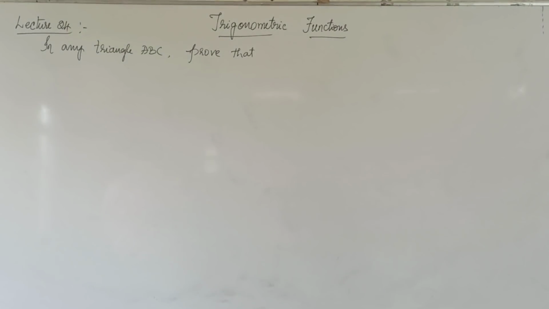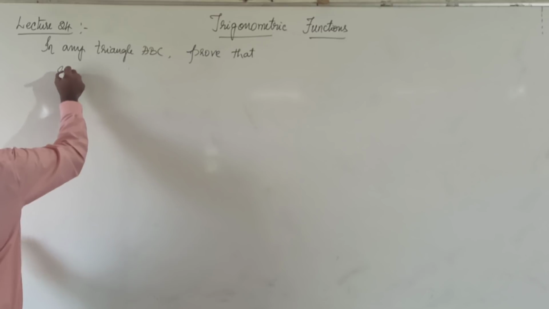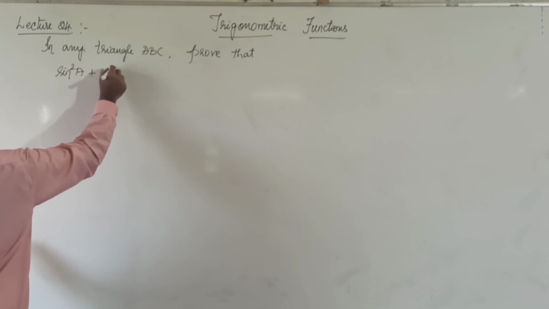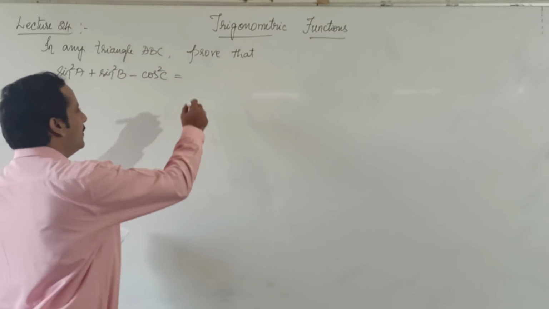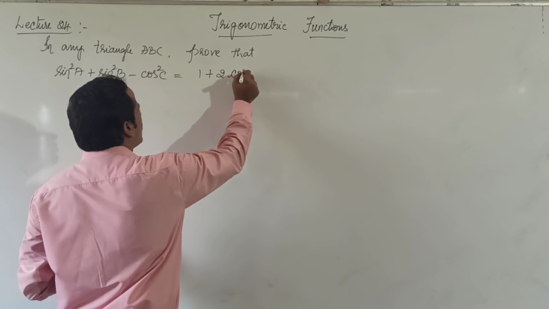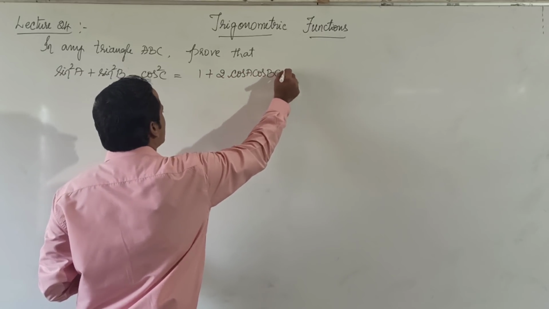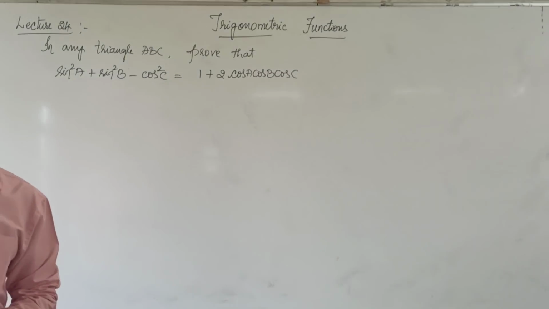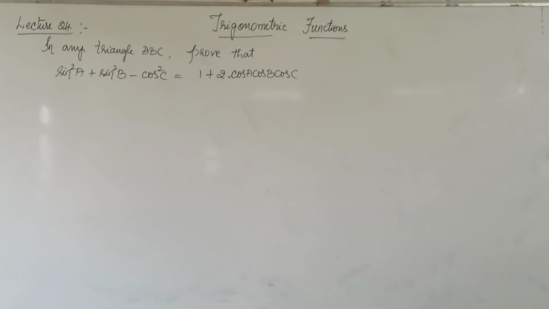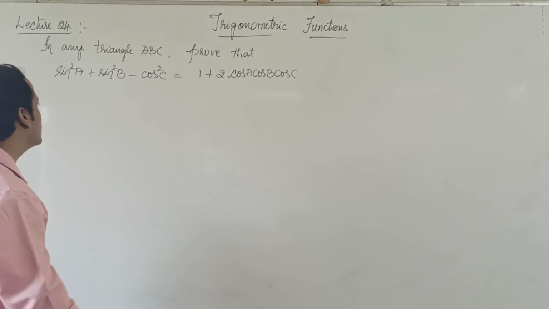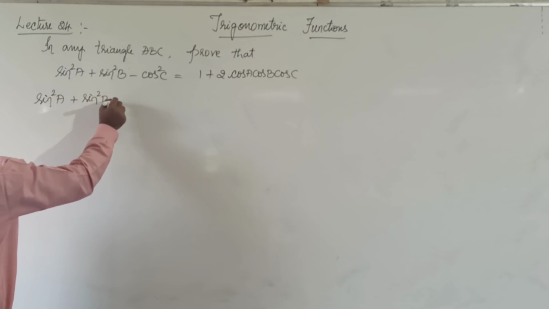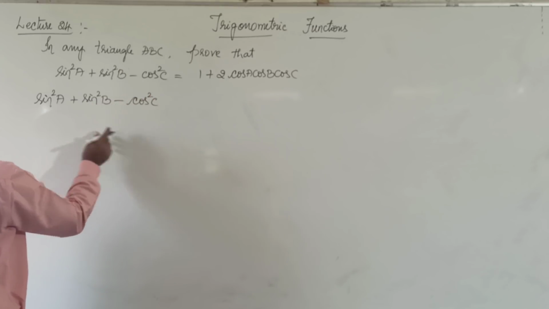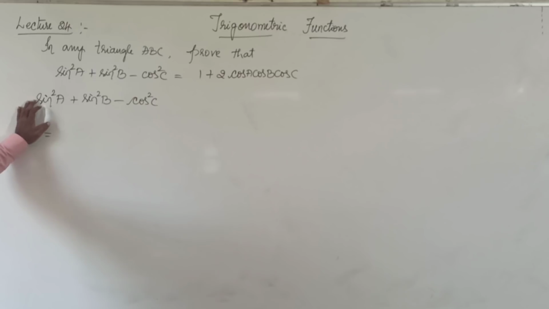Let's look at one more question. In any triangle ABC, prove that sin square A plus sin square B minus cos square C is equal to 1 plus 2 cos A cos B cos C. I'll take this LHS, sin square A plus sin square B minus cos square C. That's equal to sin square A.